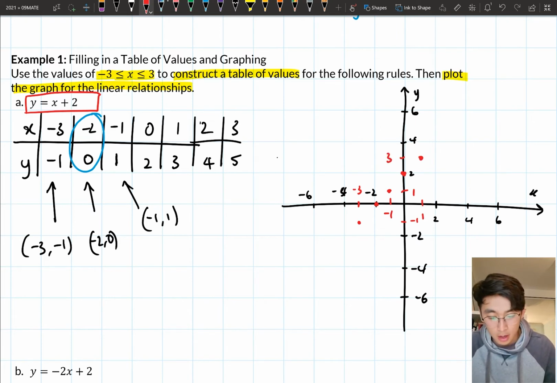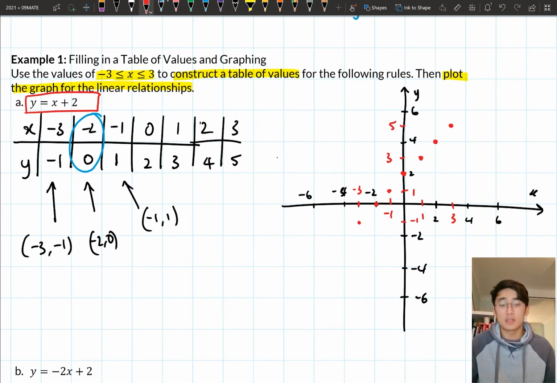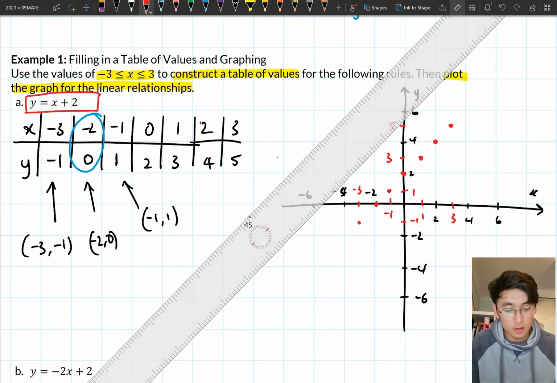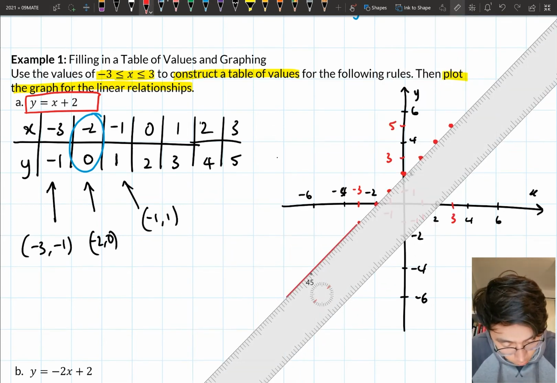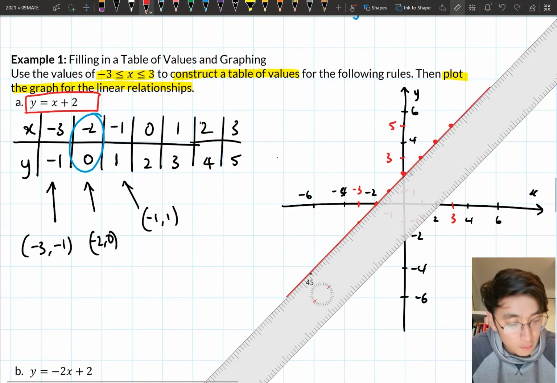1. And then 2, 4. And then 3, 5. And so what you notice here is if you have a look at all those dots I've drawn, they form a straight line, which is exactly what I should expect. So I can draw a straight line through them like this. And there we go.